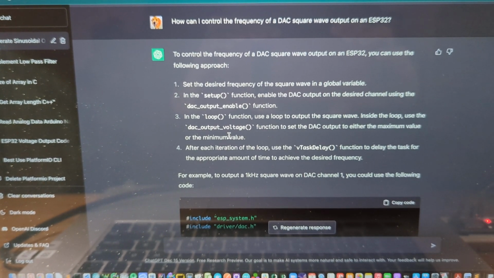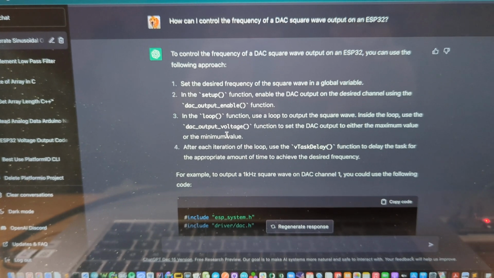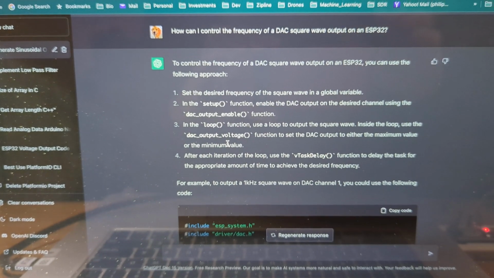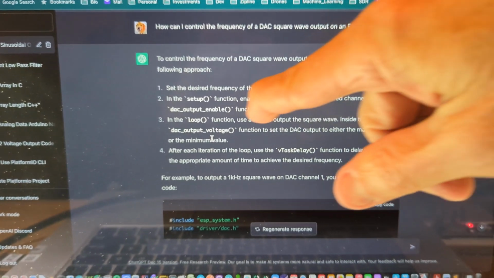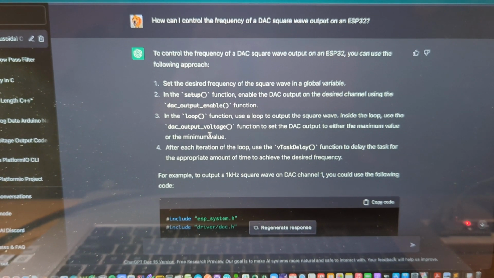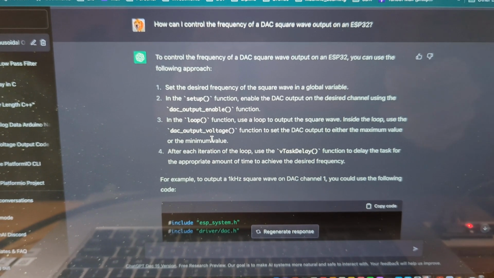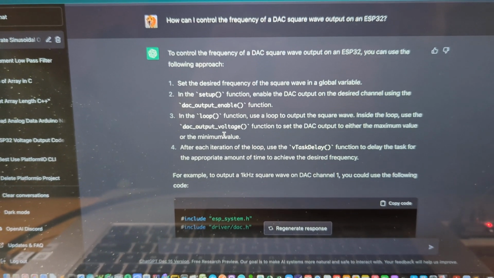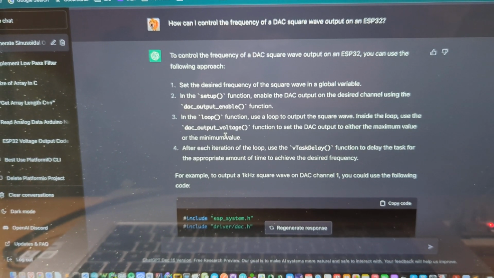So I turned to ChatGPT and I said, how can I control the frequency of a DAC square wave output on an ESP32? And so it gave me an answer. It said, use the setup method to enable the DAC output, and then in the loop, just call DAC output voltage, and then do a delay between the call to the high voltage and the call to the low voltage.